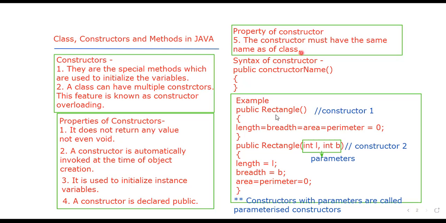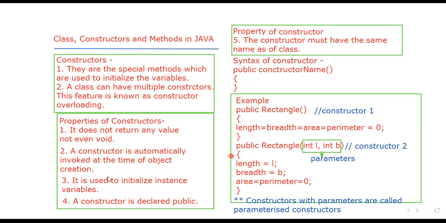Quickly, syntax of constructor. रेक्टेंगल क्लास का नाम था तो मेरा कंस्ट्रक्टर का सेम नेम हो गया जैसा कि क्लास का नाम है. फर्स्ट पॉइंट इज दिस. सेकेंड पॉइंट इज व्हाट? इट इज यूज्ड टू इनिशियलाइज इंस्टेंस वेरिएबल. ये देखिए यहाँ पे इनिशियलाइजेशन हो रहा है इंस्टेंस वेरिएबल्स का. कंस्ट्रक्टर इज डिक्लेयर्ड पब्लिक, पॉइंट नंबर 4.